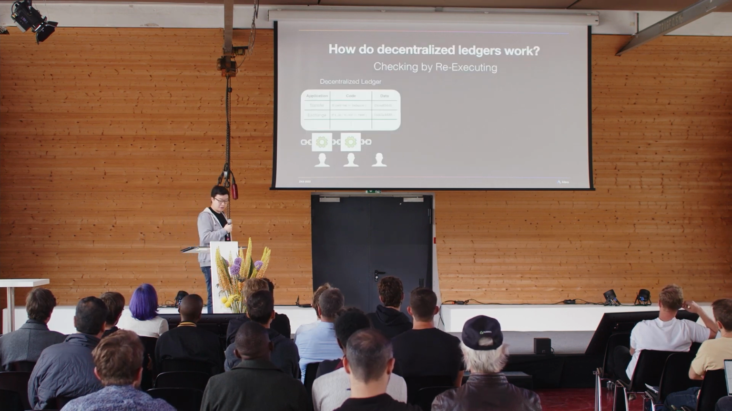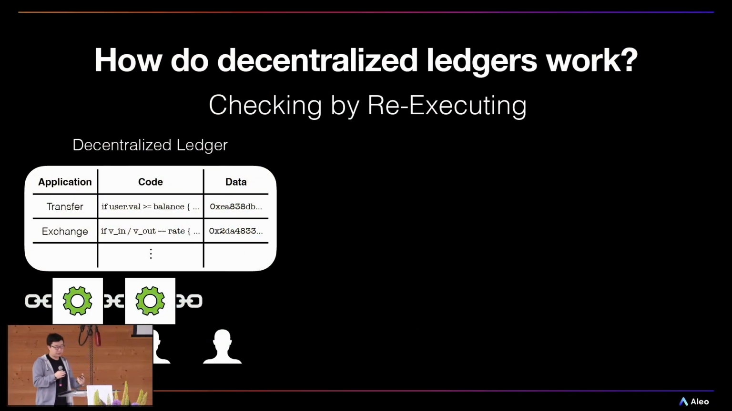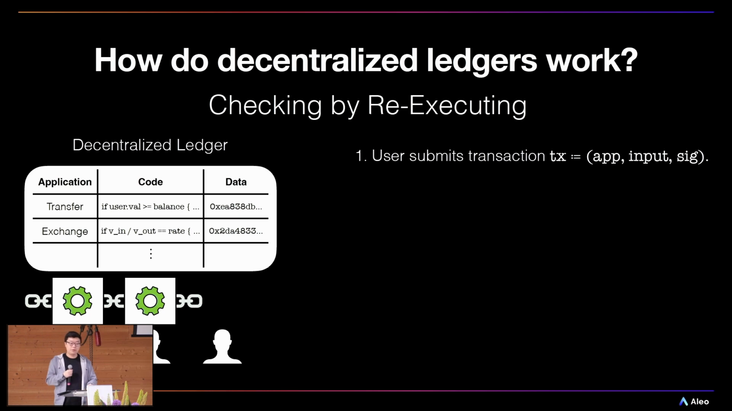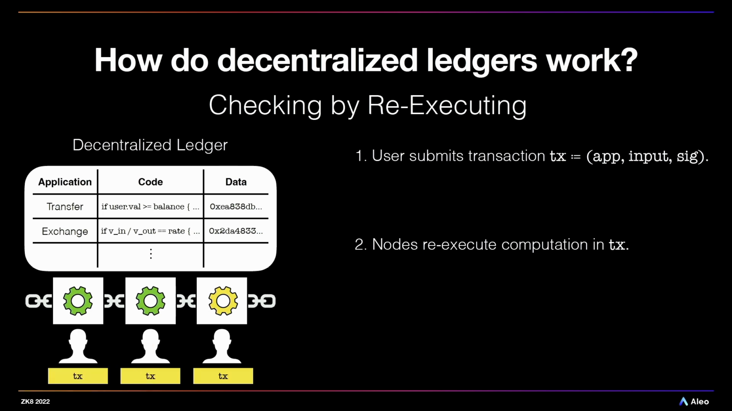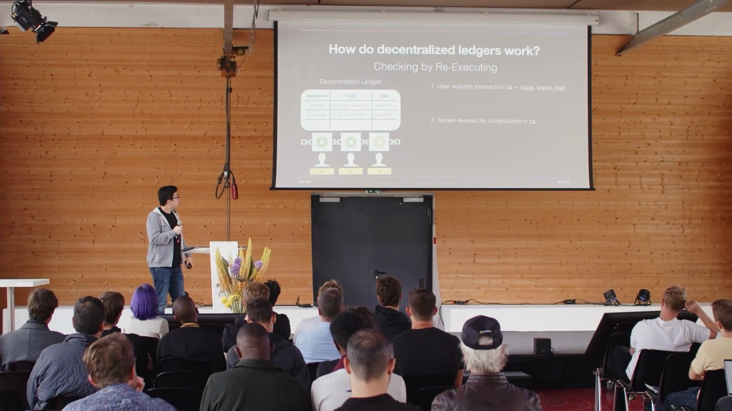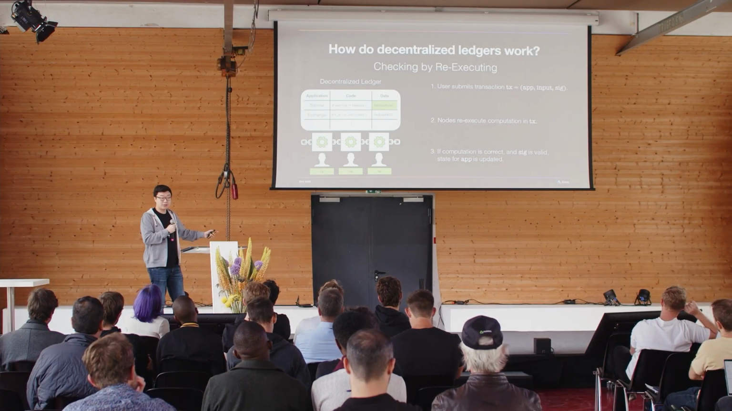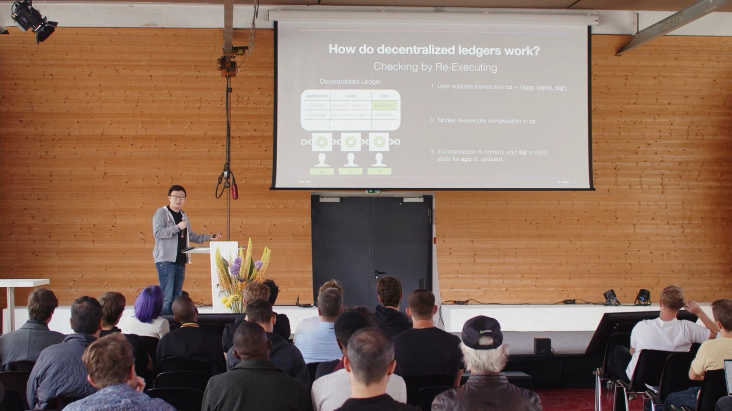The first is that when building a decentralized ledger, we need to operate by verifying and confirming that each transaction works via re-execution. What do I mean by that? You have a user who's submitting a transaction, and it's composed of the application, the input, and the signature. And the user broadcasts this transaction to the network. Each node on the network then re-executes the associated computation in that transaction. If the computation is correct and the signature is valid, well, the application gets updated.